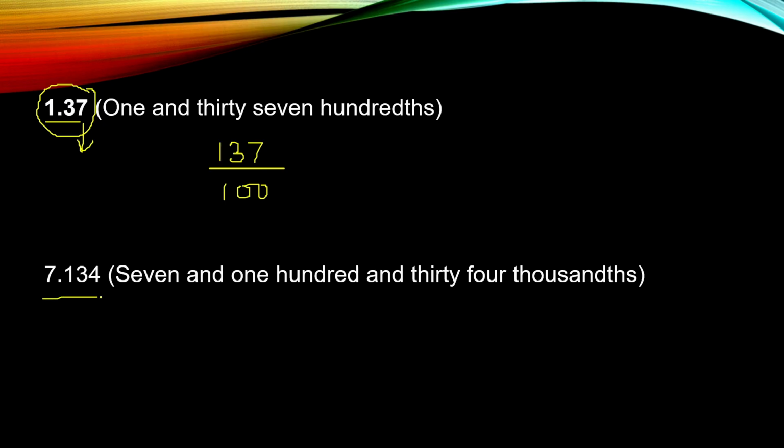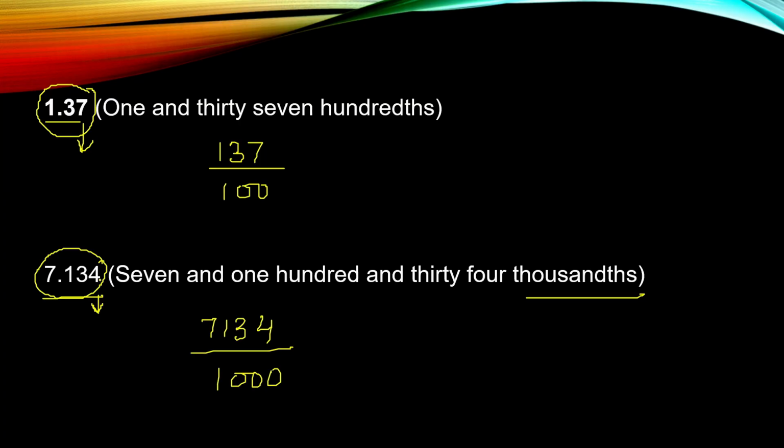Similarly, let's take another number, that is 7.134. We will read it as 7 and 134 thousandths. So here 4 is at the thousandths place. First, we are going to write the complete number in the numerator, that is 7,134. And since 4 is at the thousandths place, we will write it as 1000.